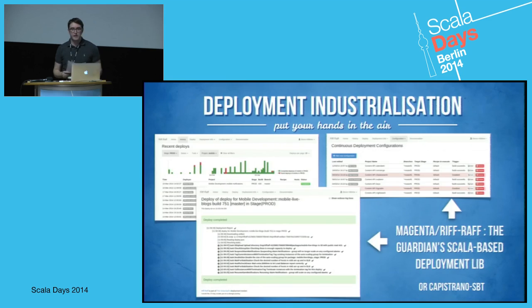The UK newspaper, The Guardian, has released their own tools for it. It's called Magenta and Riffraff. Riffraff is their interface for it. You can initiate a deployment and have a history of your previous deployments. And Magenta is their equivalent for Capistrano. The difference with it is that it's entirely coded in Scala.